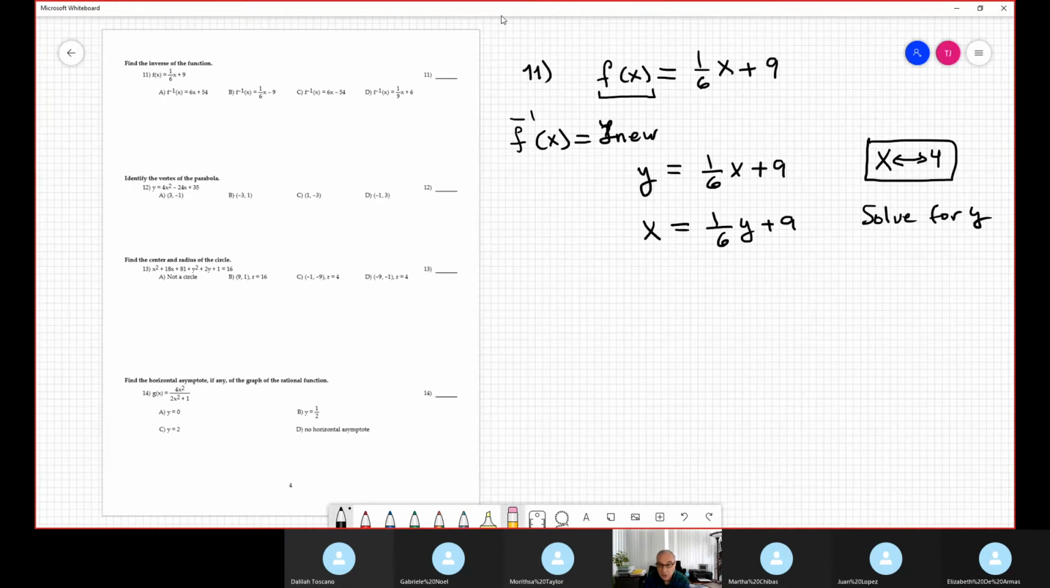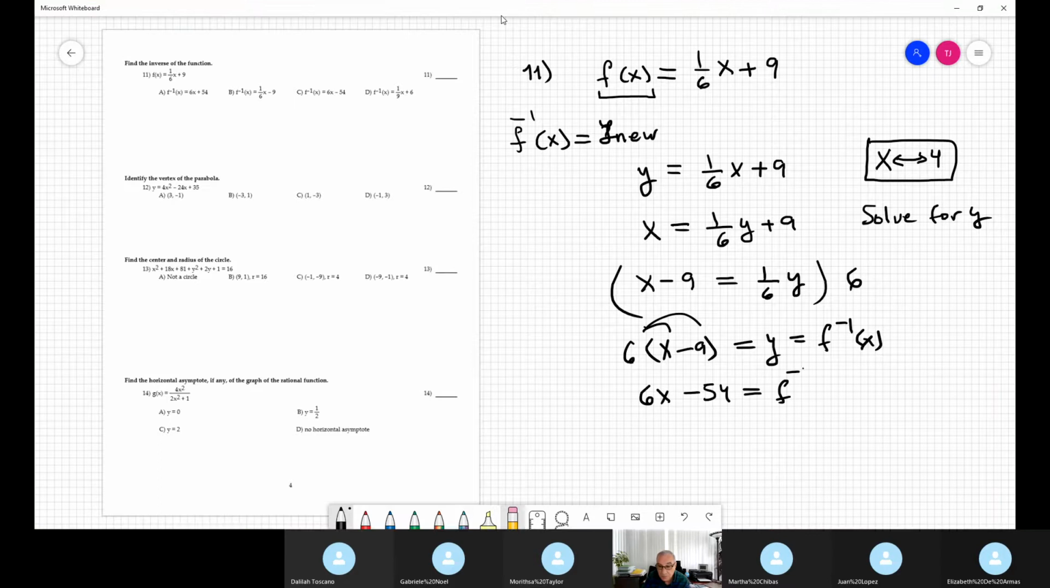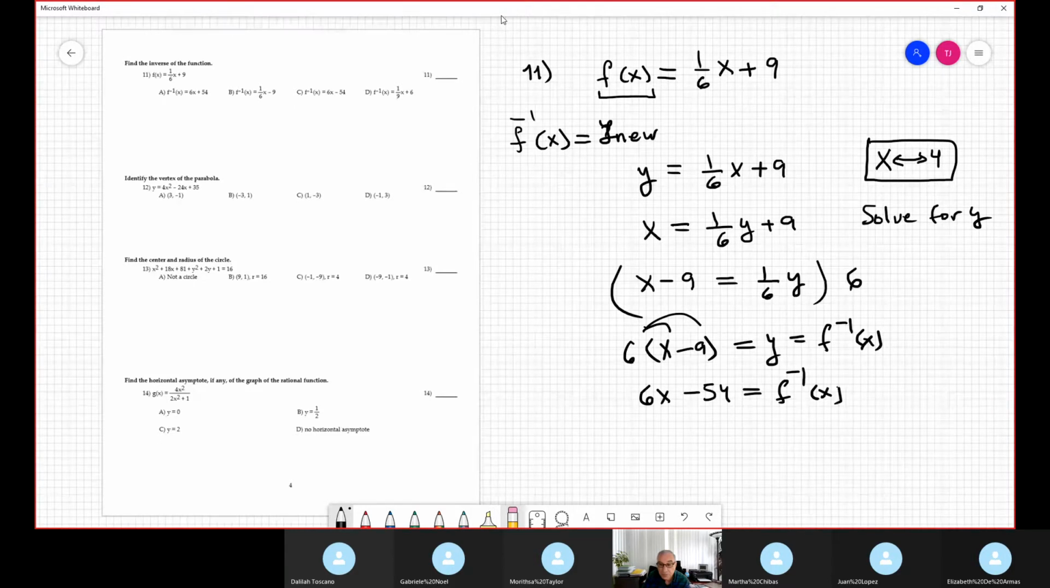Okay, let's do it. I subtract 9, then 1 over 6 y, multiply the whole thing by 6. So 6 times (x minus 9) equals y, and this y is the inverse. So I need to check it immediately. The problem is I need to apply the distributive property. 6x minus 54 is the inverse function. Okay, option C.